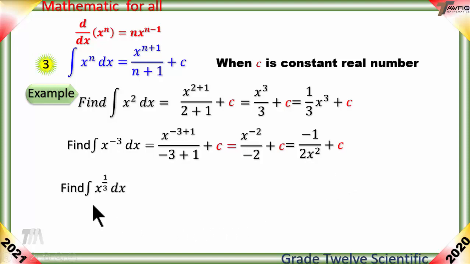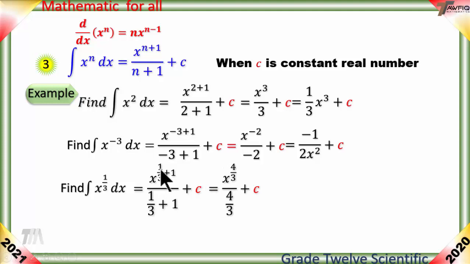And find the integral of x to the power 1 over 3 dx. It is equal to x to the power 1 over 3 plus 1, over 1 over 3 plus 1. And now, to find this summation, only add or make a summation between the numerator and denominator. Every time you see a fraction plus 1, only make a summation between numerator and denominator.